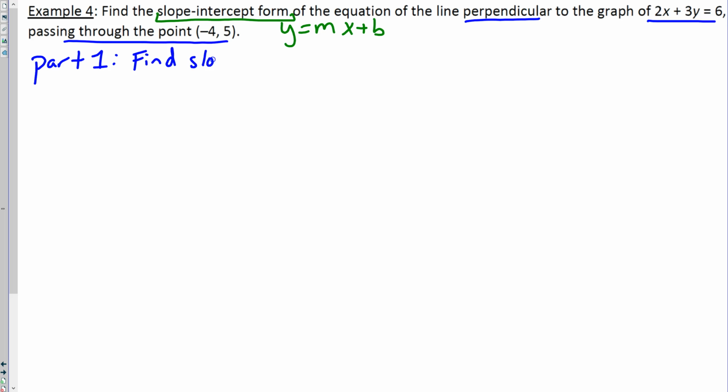And what I mean by that is they gave me an equation, 2x plus 3y equals 6, and they told me they want our line to be perpendicular. But that doesn't tell me offhand the slope of our line. We got to do some work to find it. So that's going to be the first part, finding the slope. And then once we have the slope, we can go ahead and continue on to part 2. Part 2 is to use the slope and the given point to generate our line.